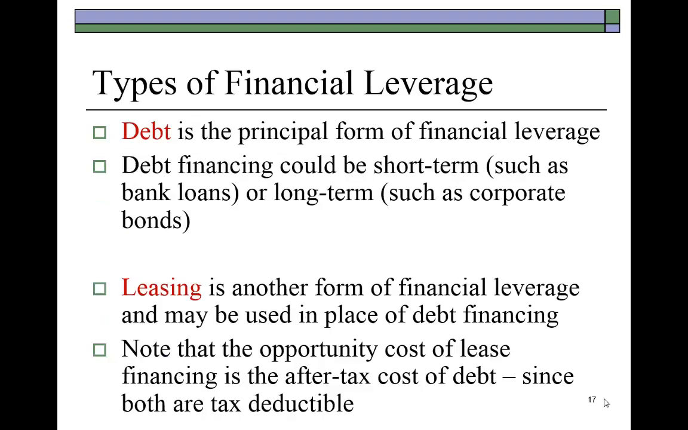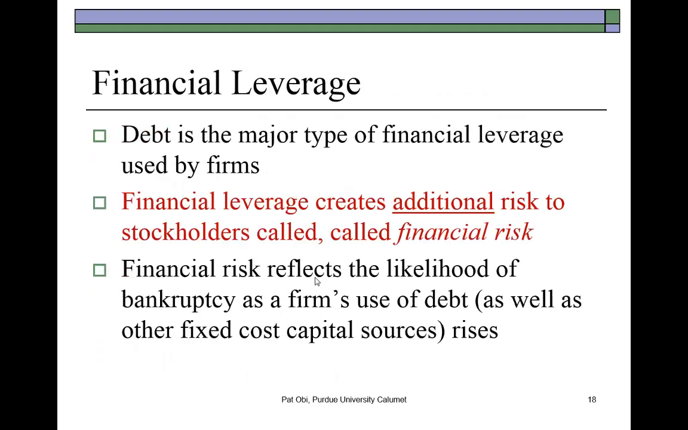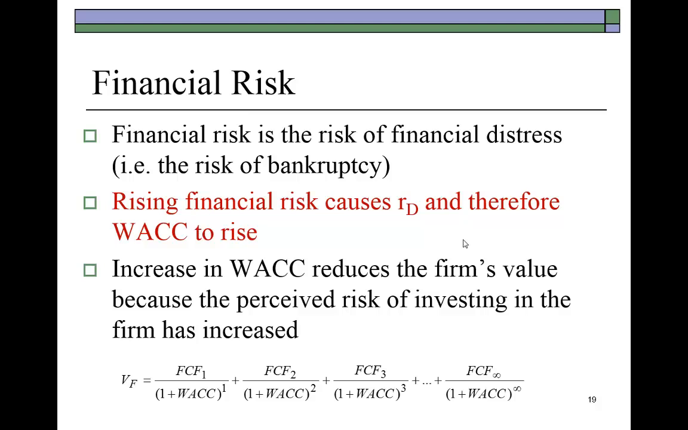We've already learned that financial leverage involves the use of debt, leases, and any other fixed cost means of financing a firm's operations. Also, we've learned that the use of financial leverage, while it provides the firm with tax savings benefits, introduces additional risk to the stockholders, and that risk is called financial risk, which essentially is the risk of bankruptcy because the firm is overly leveraged. And this risk is in addition to the business risk exposure of a firm, as we have already discussed.